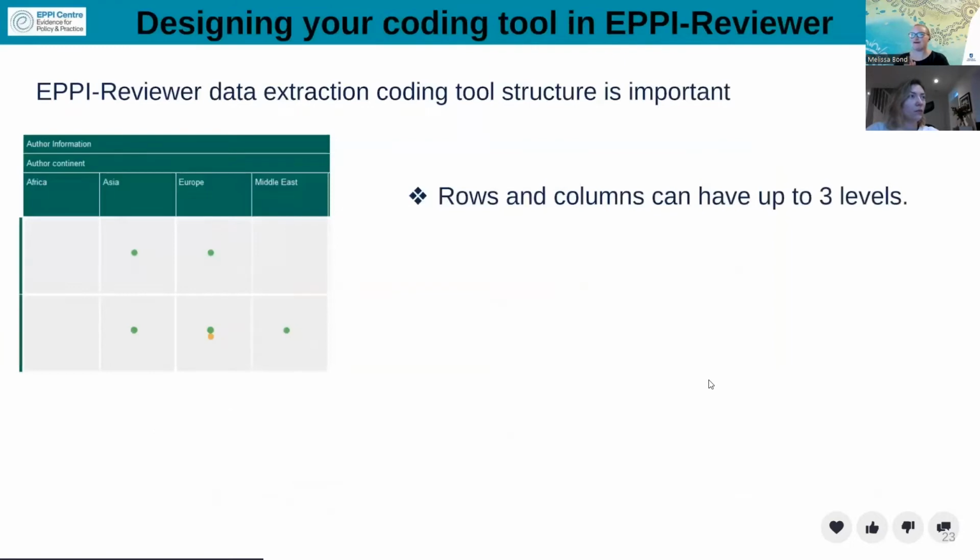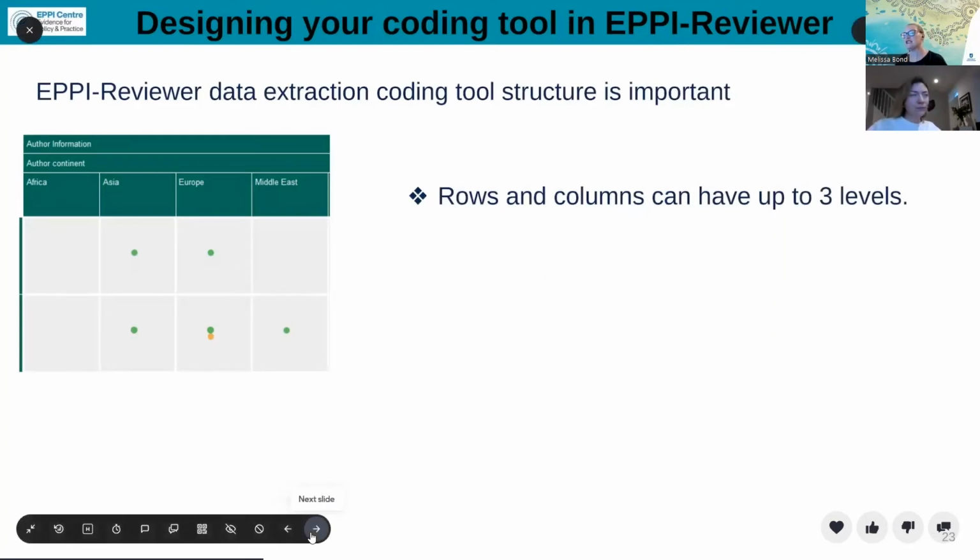So now we come to the juicy part: the things you need to think about when you're designing your coding tool in EPPI-Reviewer, if you're using EPPI-Reviewer first of all to code your studies. It's really important that if you think you're going to create an interactive evidence gap map, you think about it sooner rather than later. From bitter experience, I can say this. It's really important to know that your rows and columns can have up to 3 levels.